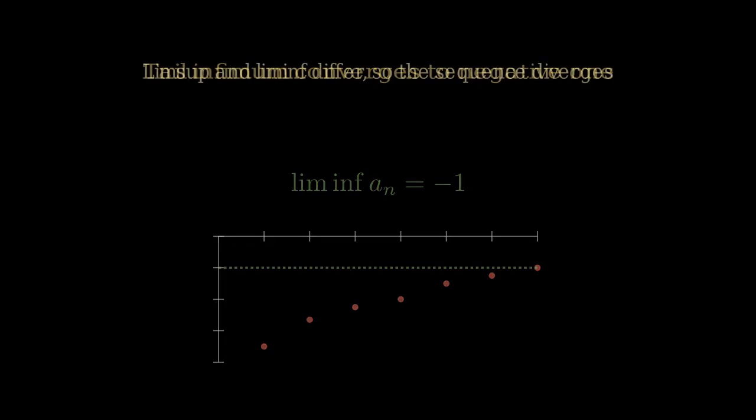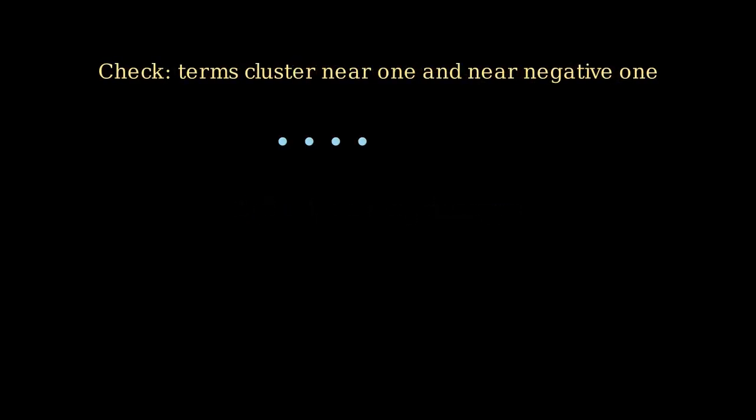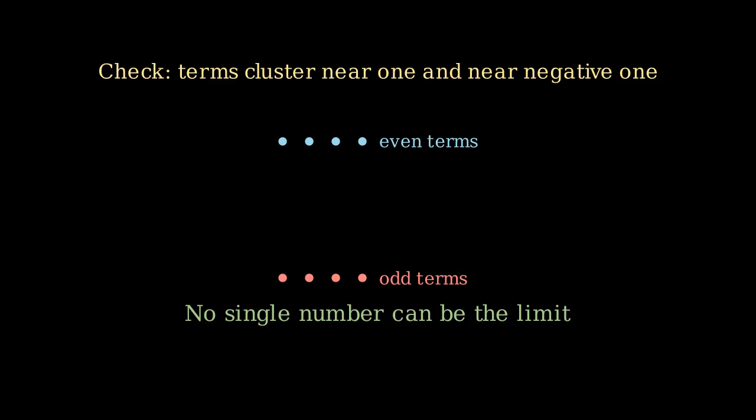Since the limit superior equals 1 and the limit inferior equals -1, and these two values are not equal, the theorem tells us straight away that the sequence diverges. As a check, notice we did not need to test every possible candidate limit by hand. The even terms cluster near 1, and the odd terms cluster near -1, so no single number can be the limit, confirming that the sequence has no overall limit.